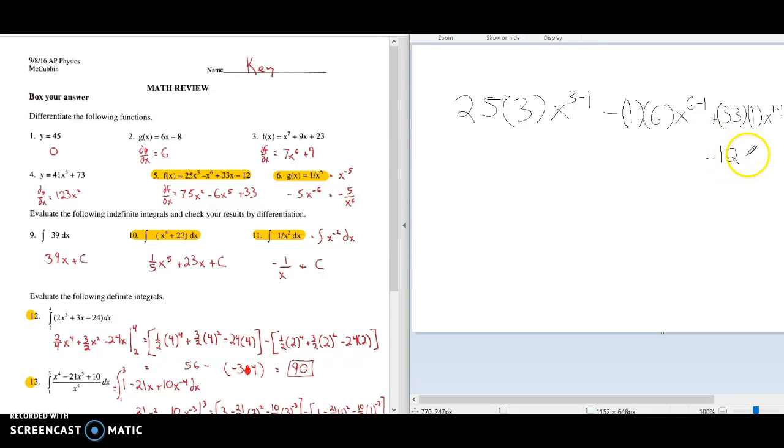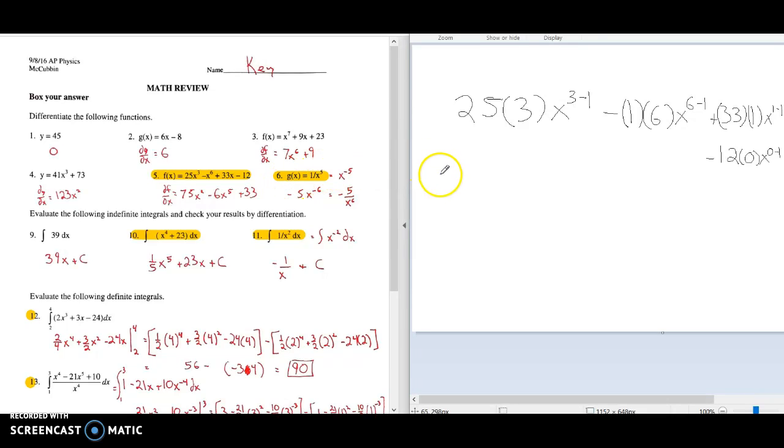And if there were an x here, it would be x to the 0. So we would multiply this out front by 0, x to the 0 minus 1. So we can simplify this to 75x squared minus 6x to the 5th plus 33, and then minus 0. That was a little refresher.